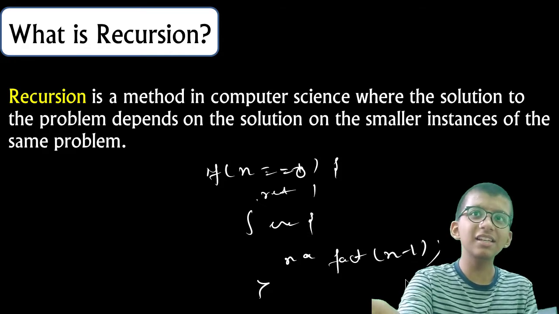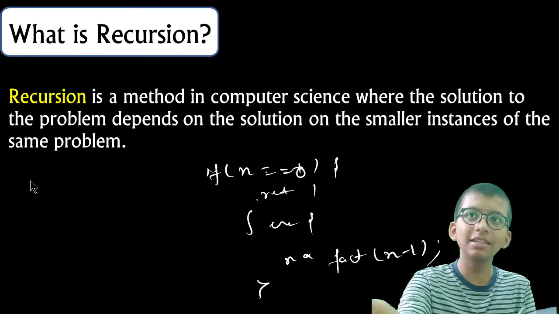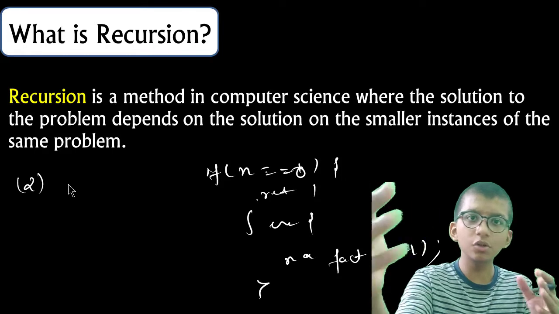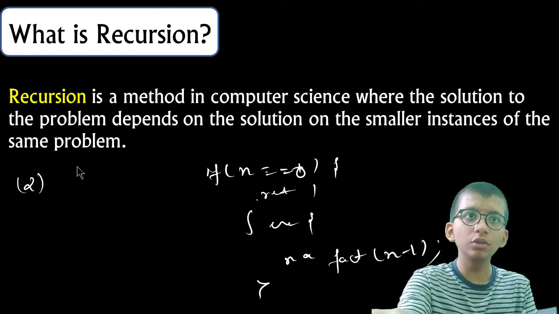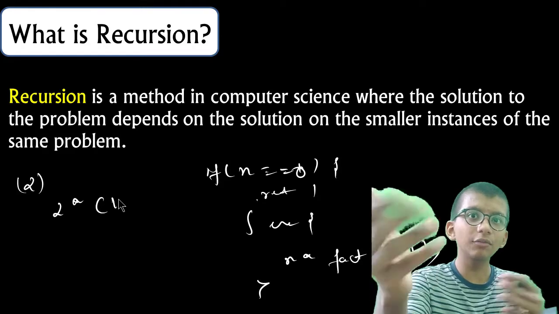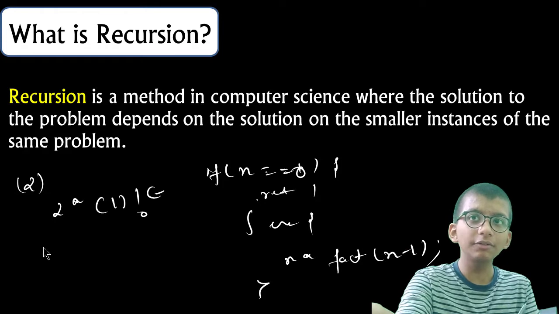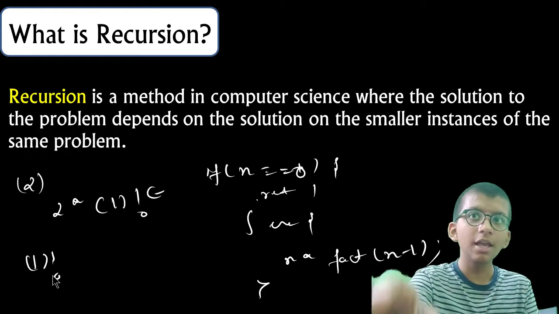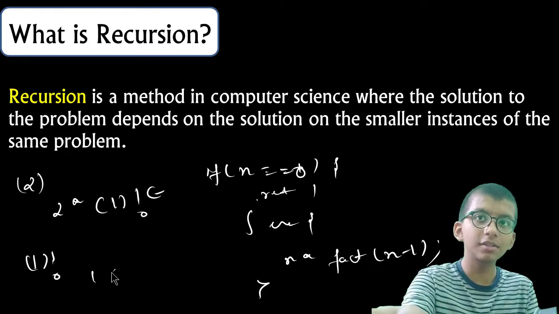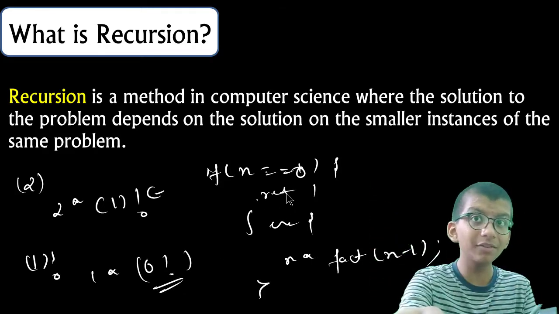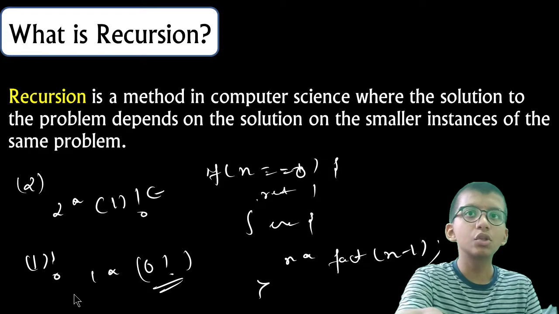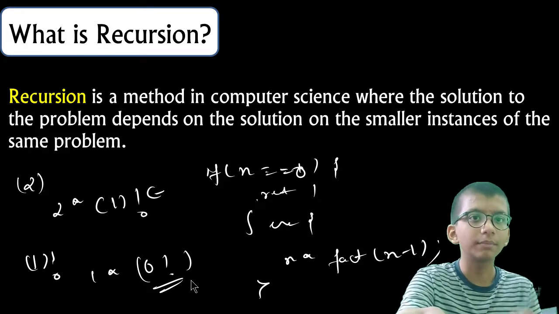So let's take an example for n equals 2. 2 is not equal to 0, so it is 2 times 1 factorial. To get 1 factorial, which it is now waiting for, we have 1 times 1 minus 1, which is 0 factorial. We know 0 factorial because we said that if n equals 0, we know the factorial of 0. So 0 factorial is 1.